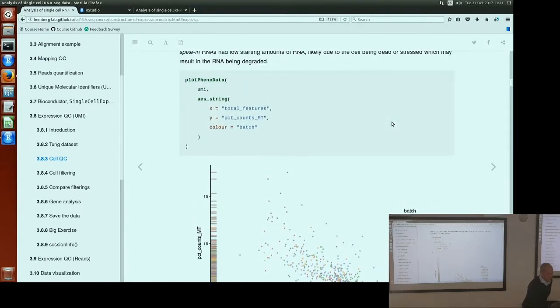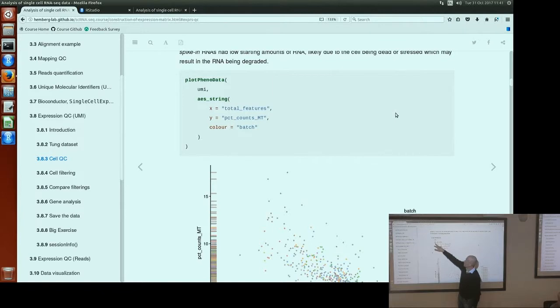So now we will use our controls, spikings and mitochondrial genes, also to look at the data and see whether our controls give us some more information about the quality of the cells. We will use this function. This is a scatter function called plotPhenoData.